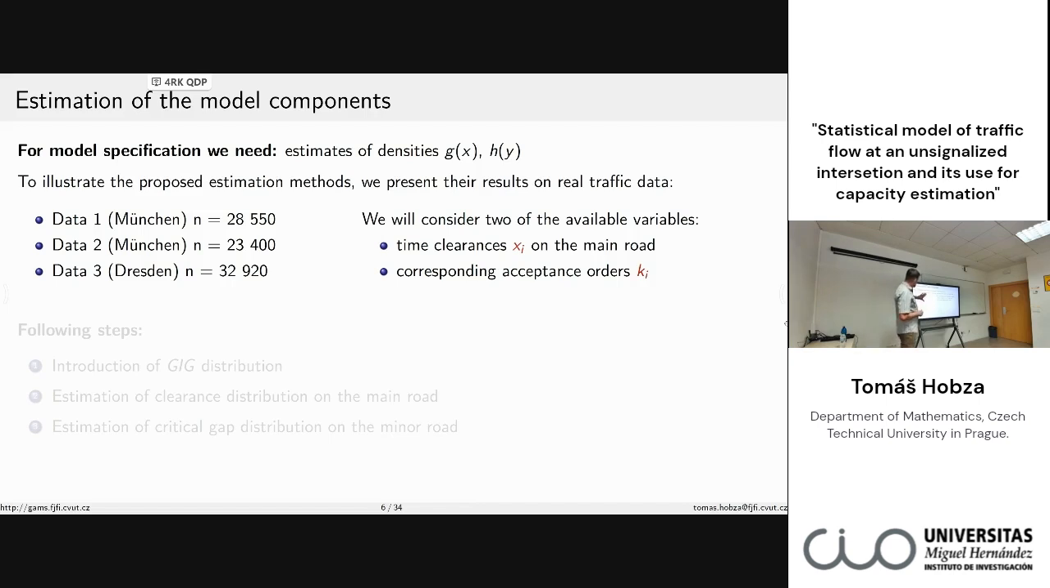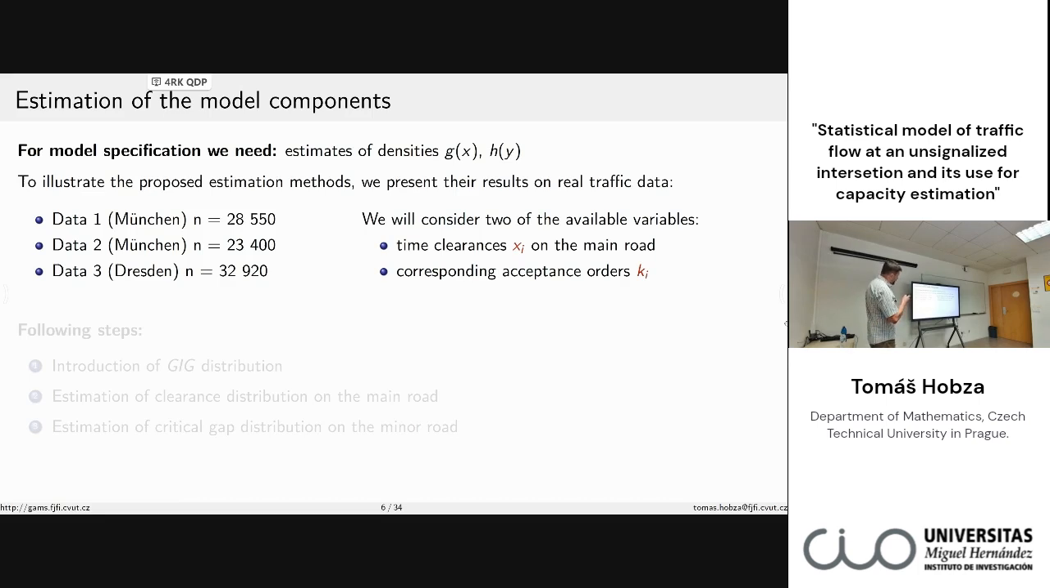And these are quite big data sets, but I will consider for now only two variables. The first one is the time clearance measured on the main road, so the distance between consecutive vehicles, and the corresponding acceptance order, K_i, which means that K_i vehicles accepted this clearance. Only these two numbers: the time and the number of cars that entered this clearance.